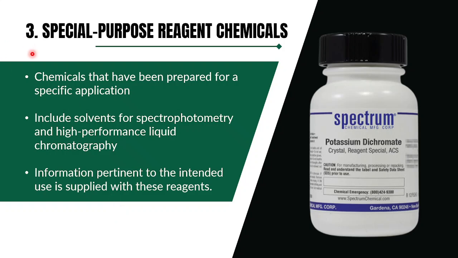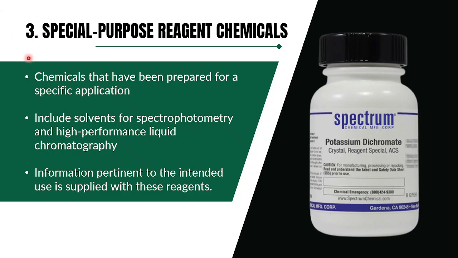Then we also have here another classification of chemicals, and this is the special purpose reagent chemicals. And so from the name itself, they are used for a particular reason or for a special purpose. Now, the same as the reagent grade and the primary standard grade, these are also chemicals with high purity that are tailored for a specific analytical or industrial purpose. In other words, they are for a specific application.